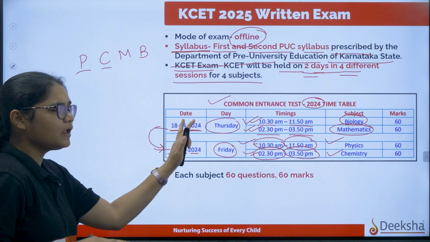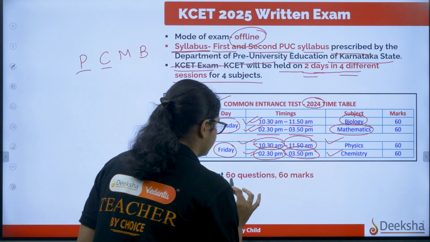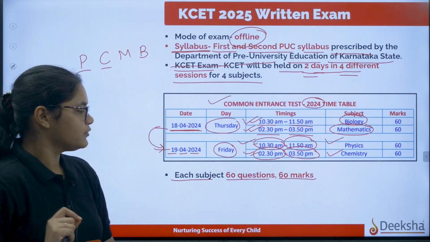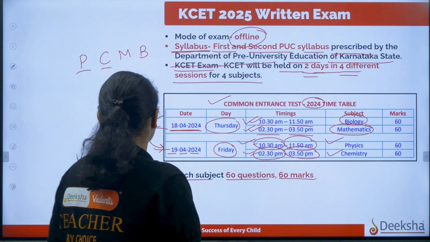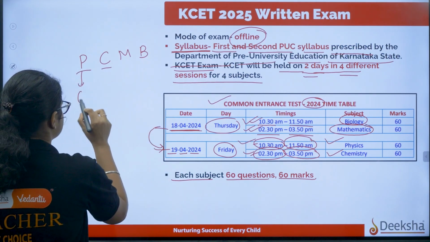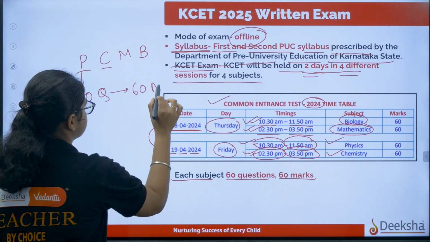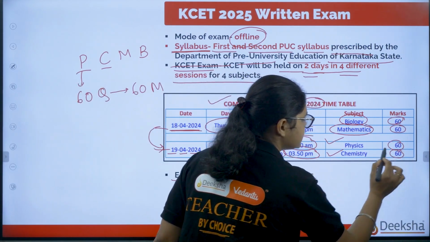Next, what is the number of questions asked? In each subject, 60 questions are asked and each question carries 1 mark. That is why the total mark per subject will be 60 marks, right? So suppose physics has 60 questions, each question carries 1 mark, so it will be of 60 marks. You can see the marks also here. For all the subjects it is 60 marks.